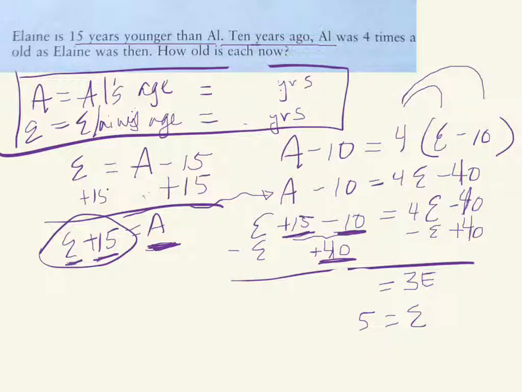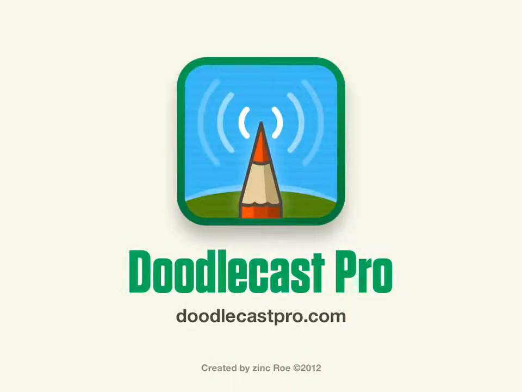It's always good to mess up so you can see that everybody does it. That's not my point though. So 15 plus 40 is 55. This is going to be 45. And this is going to be 15. Okay? So Elaine is 15 years old. Al is 30 years old. Let's try that.